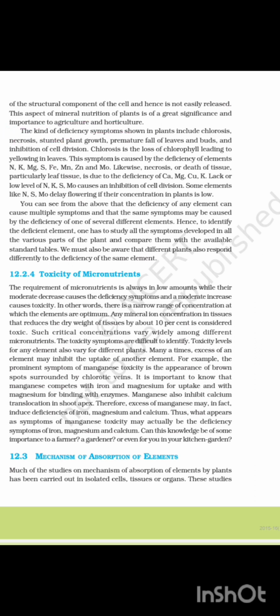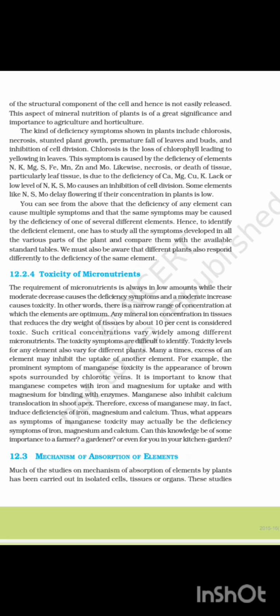The kinds of deficiency symptoms shown in plants include chlorosis, necrosis, stunted plant growth, premature fall of leaves and buds, and inhibition of cell division. Chlorosis is the loss of chlorophyll leading to yellowing in leaves. The symptom is caused by the deficiency of elements N, K, Mg, S, Fe, Mn, Zn, and Mo.